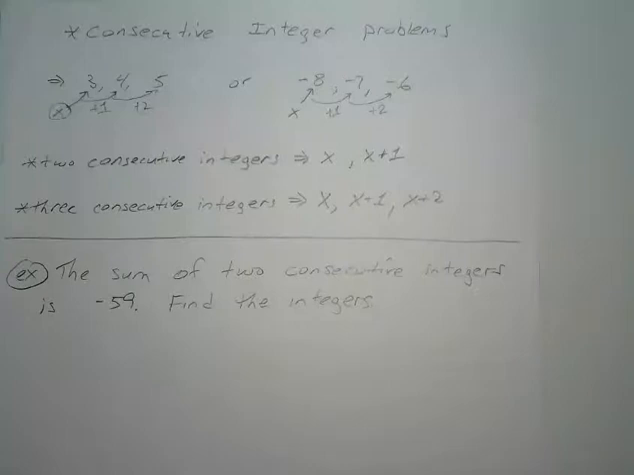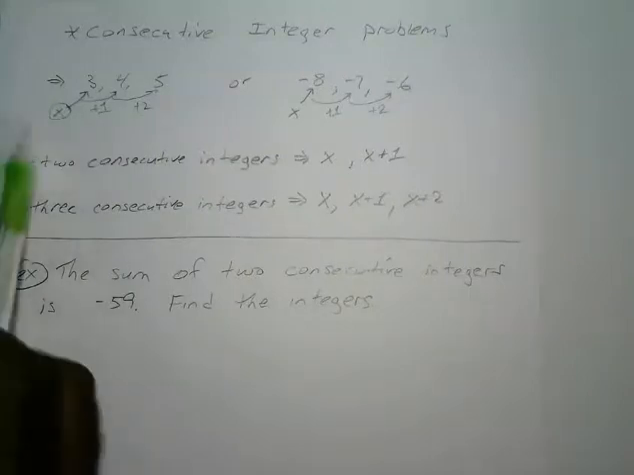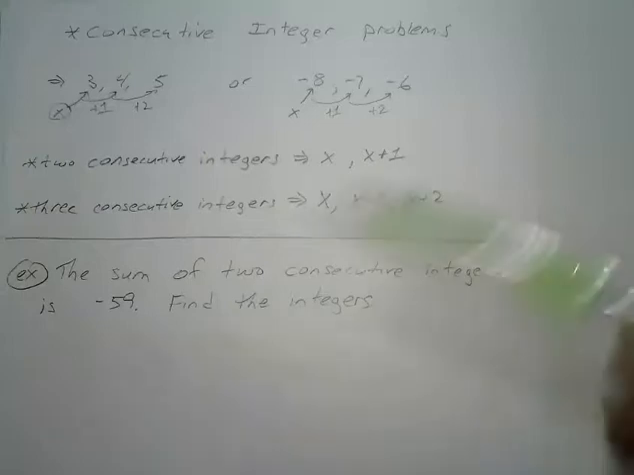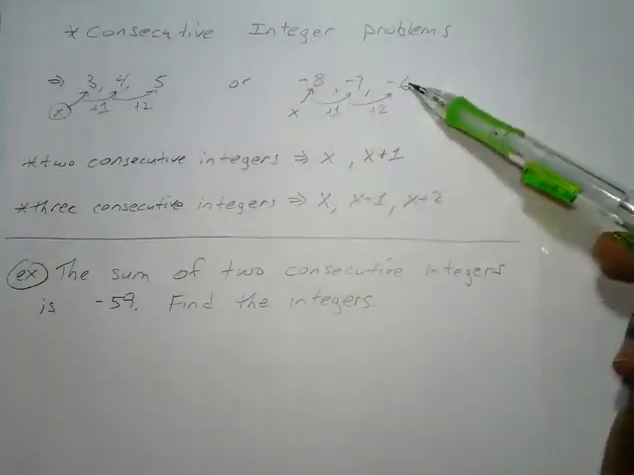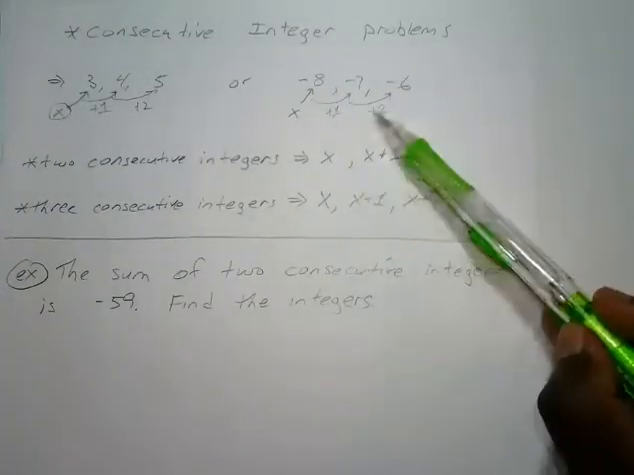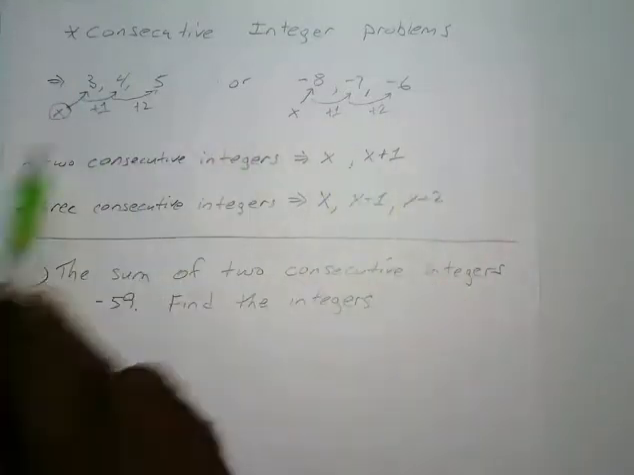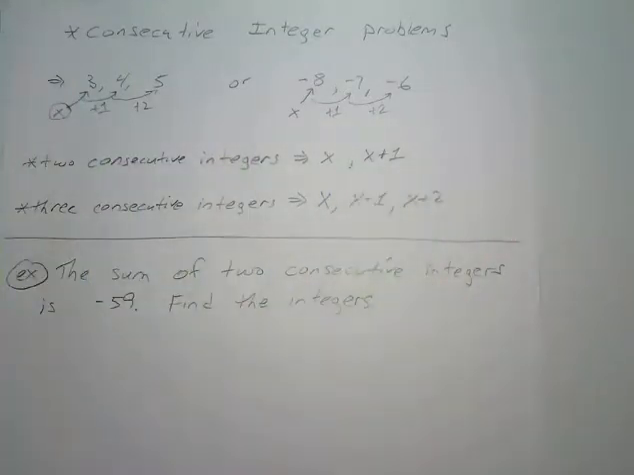If you saw 4 consecutive integers, it'd be x, x plus 1, x plus 2, and x plus 3. Same as up here, x, x plus 1, x plus 2. Those are your 3 consecutive integers: -8, -7, -6, x, x plus 1, x plus 2. So just remember these for your consecutive integers. Alright, so now we're going to go right into our example.